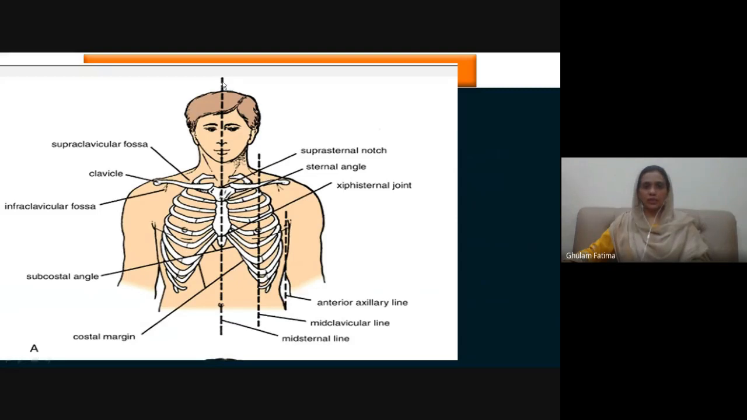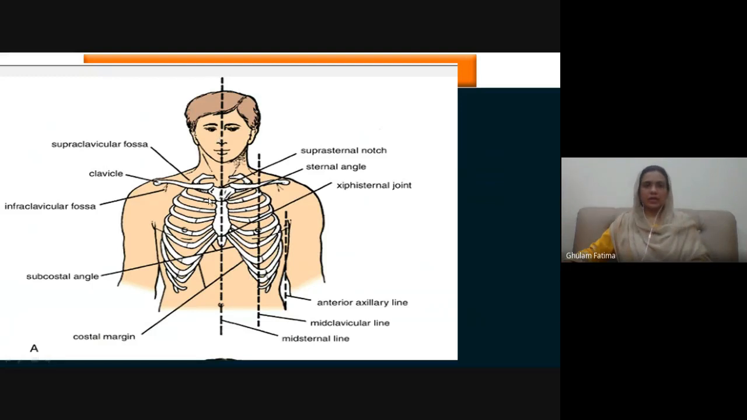First of all, this is a line that crosses in the middle, also called the middle median line, and this is called the mid-sternal line. As you can see, it is passing through the mid of the sternum. It is passing through your suprasternal notch, your sternal angle, and your xiphoid process and the xiphisternal joint. So this is your mid-sternal line. This is your front.